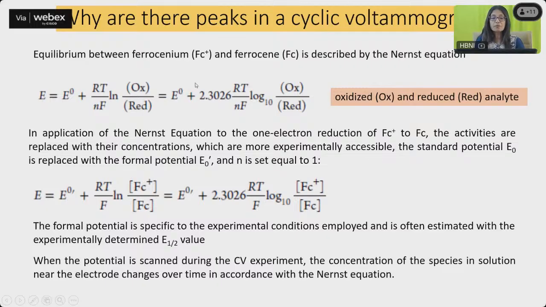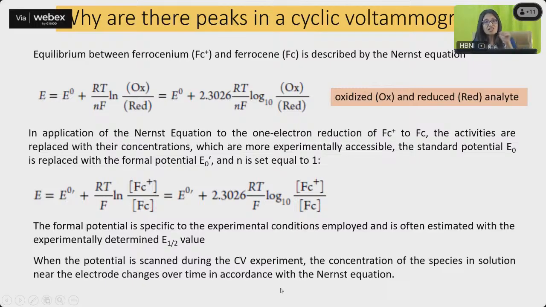Because there is an equilibrium between Fc plus and Fc, and this is described by the Nernst equation. So you have this Nernst equation over here: E is equal to E0 plus RT by nF ln the concentration of your oxidant by the concentration of your reductant. When you are talking about one electron reduction, the activities are replaced by the concentrations, which is more experimentally accessible. So the standard potential is replaced with a formal potential, n is set to 1, and ultimately what you have is this particular equation.